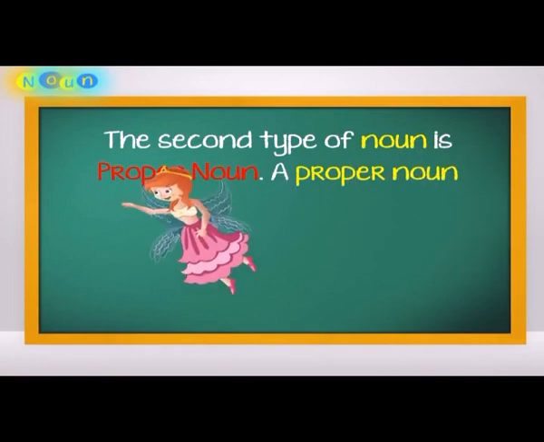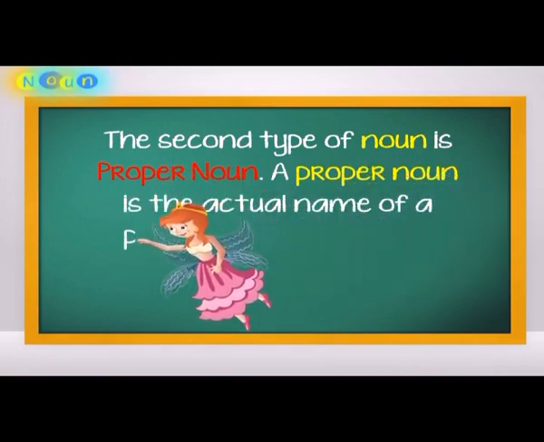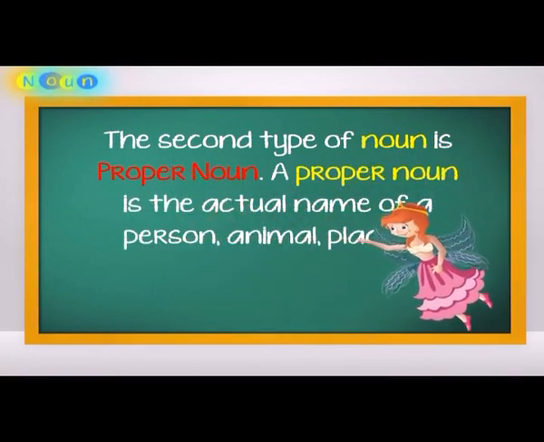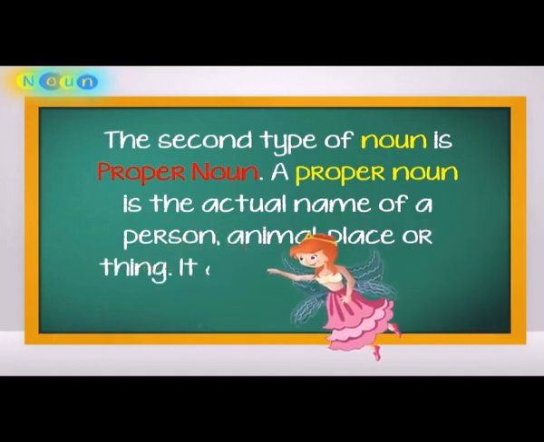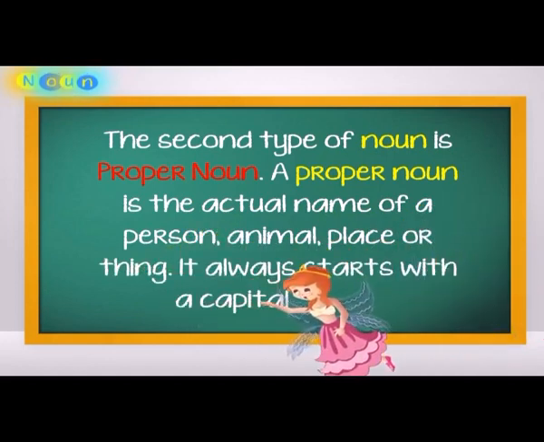A proper noun is the actual name of a person, animal, place, or thing. It always starts with a capital letter.